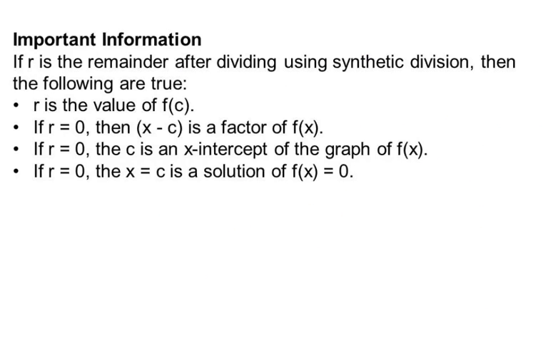Okay, here's just a little bit of important information using synthetic division and long division. Here's some facts about that. So if r is the remainder after dividing, then the following is true. R is the value of f of c. So this is a shortcut to plugging into a function. If you want to know f of 2, that means plugging 2 into x for the function. It's the same thing as if you use synthetic division dividing by 2. The end result, the remainder, is that function value.